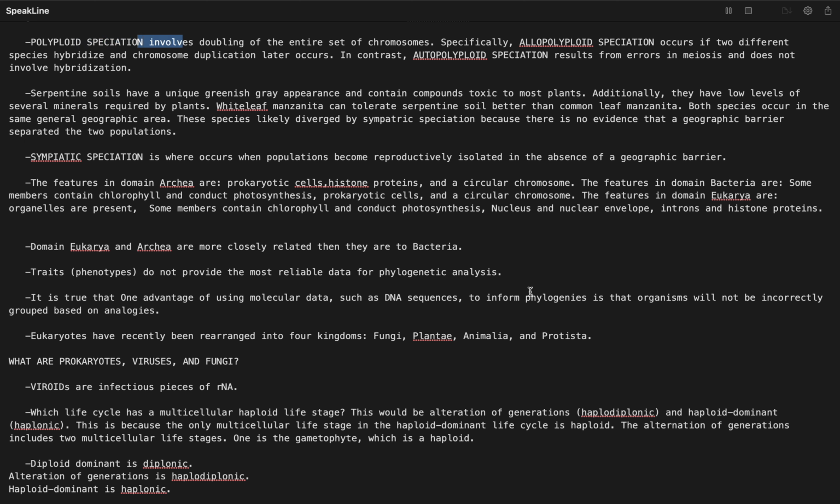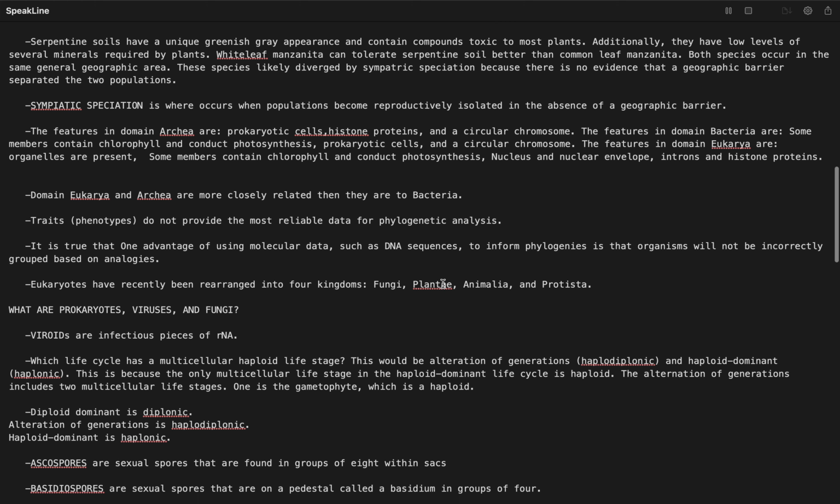Polyploid speciation involves doubling of the entire set of chromosomes. Specifically, allopolyploid speciation occurs if two different species hybridize and chromosome duplication later occurs. In contrast, autopolyploid speciation results from errors in meiosis and does not involve hybridization.